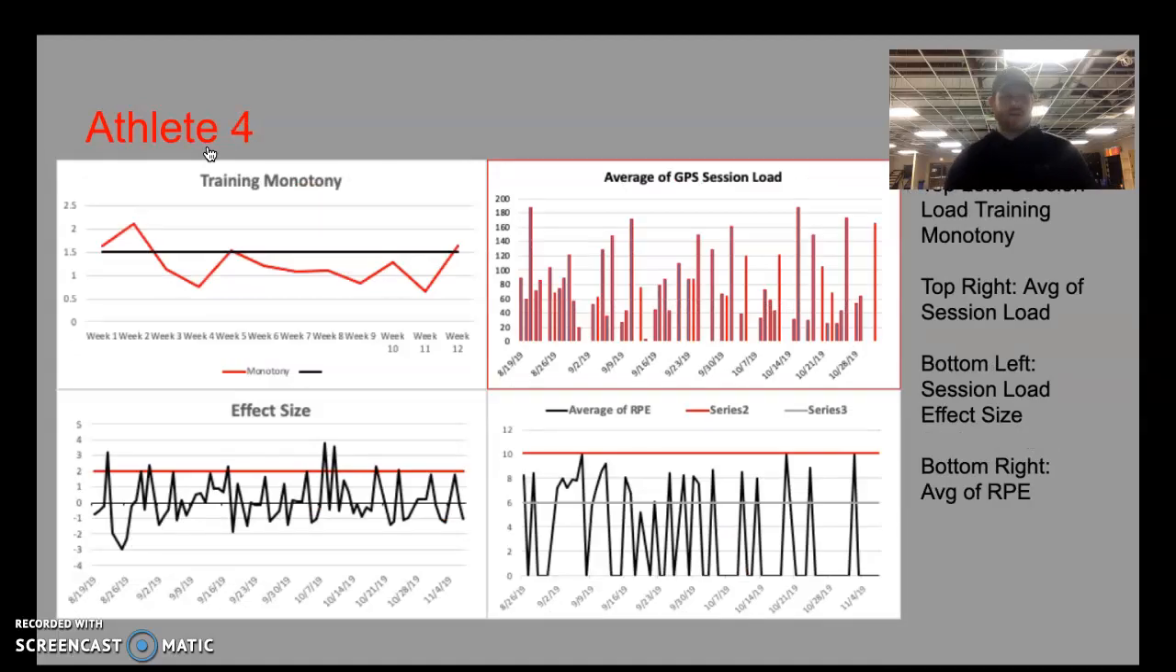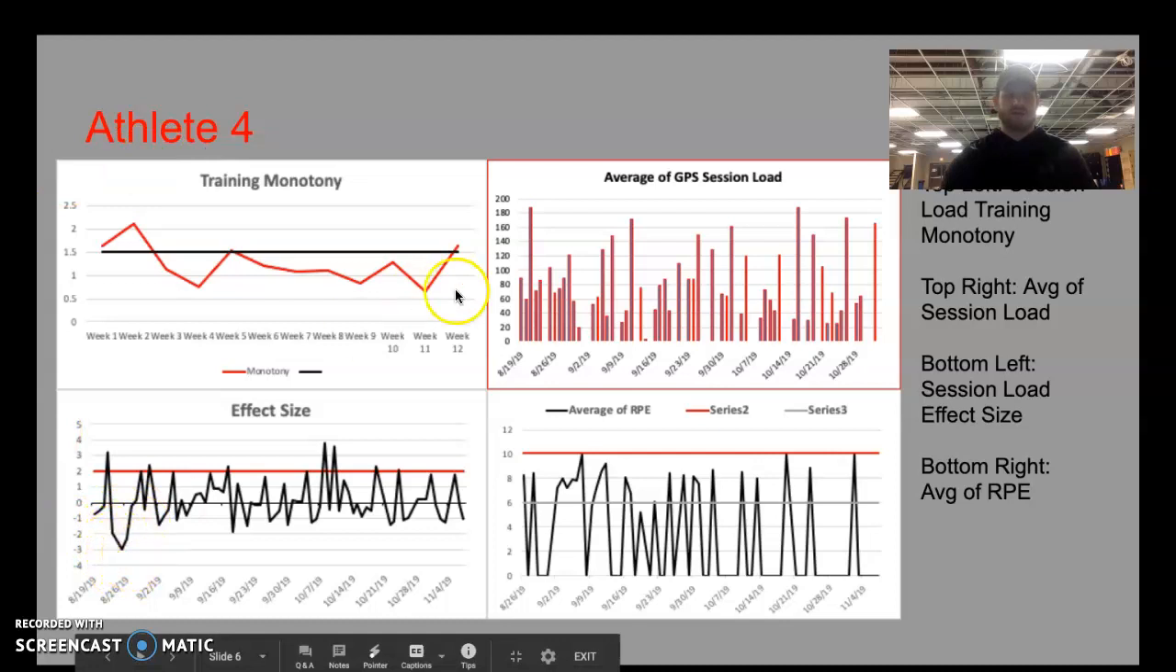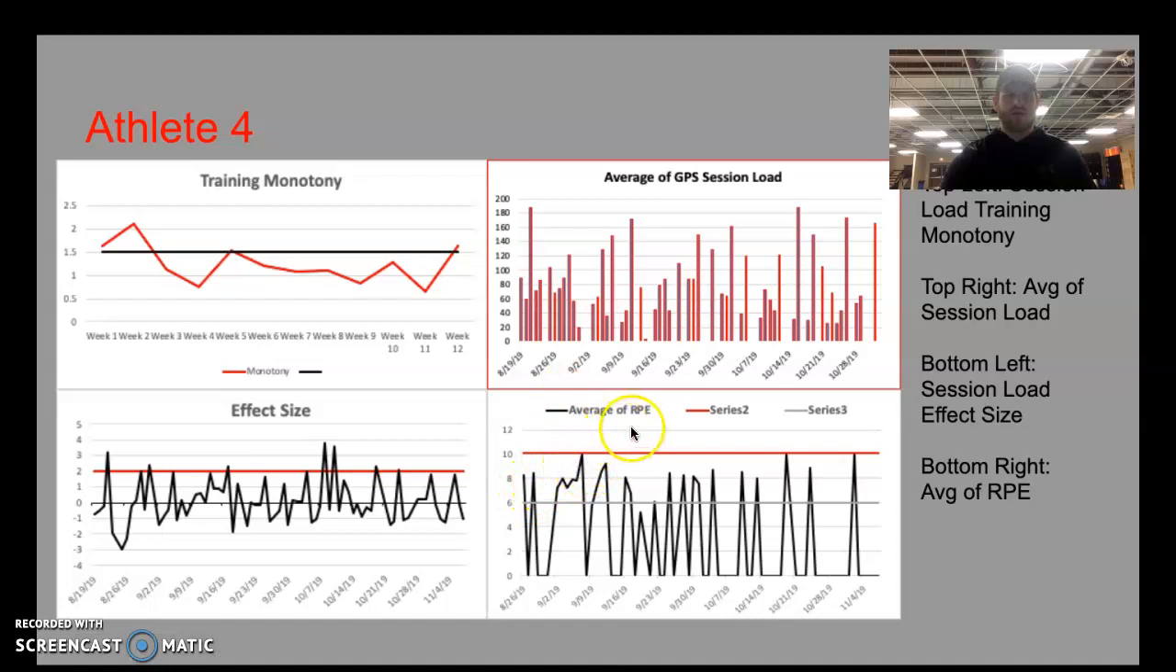Athlete 4 has the same issue as athlete 1 with weeks 1 and 2. A lot of the same training monotony. The effect size is showing us there's very little change here. They're also reporting a higher rating of perceived exertion, or how difficult these training sessions are. It's a whole lot higher, and this is after the week of a lot of volume without a lot of change, meaning they might be becoming overtrained as well.